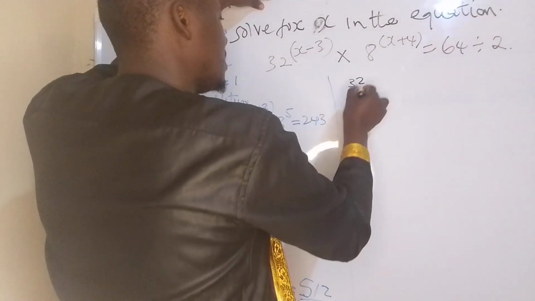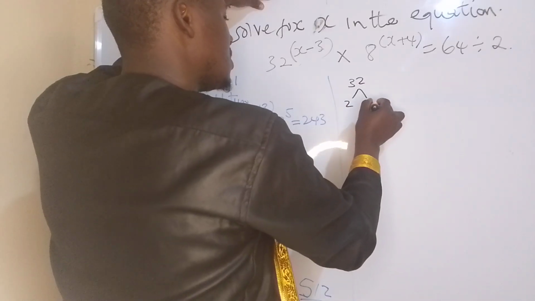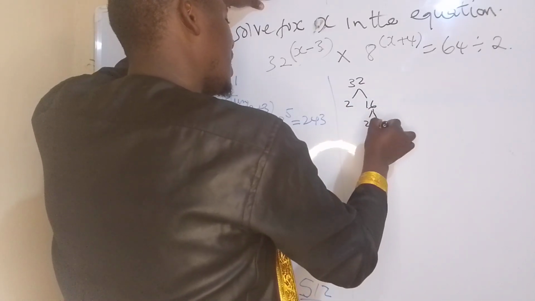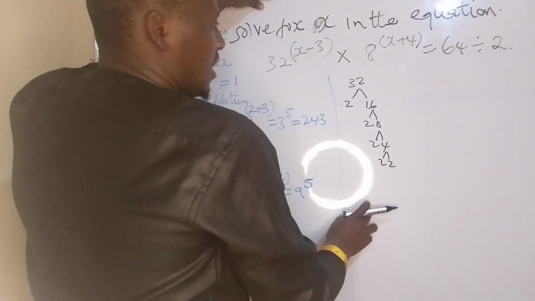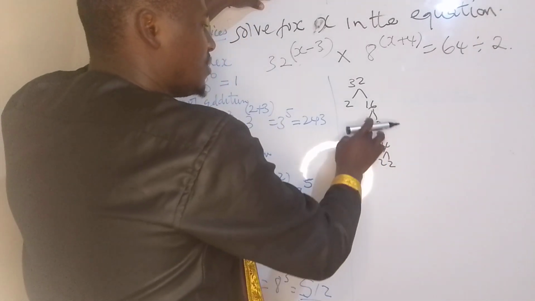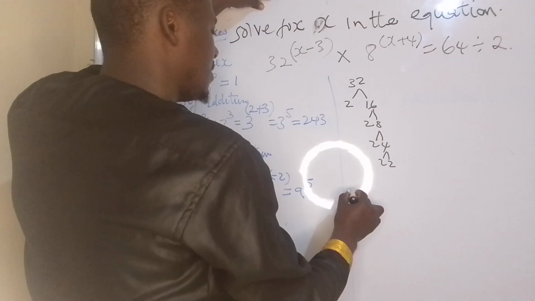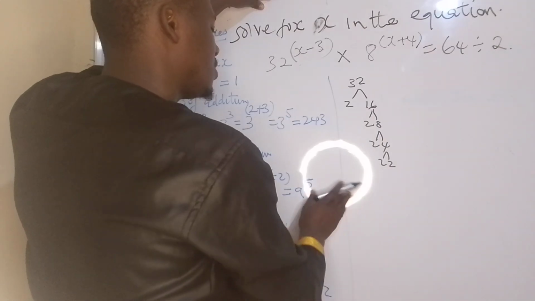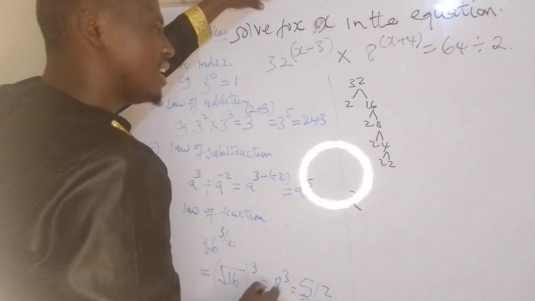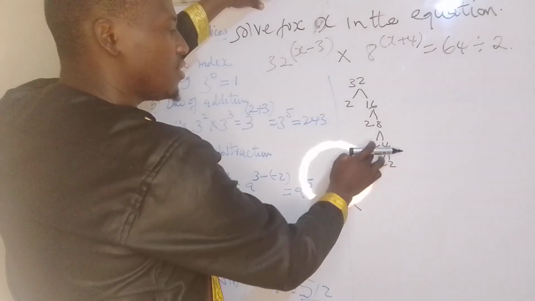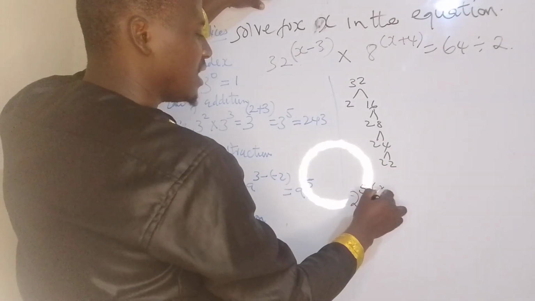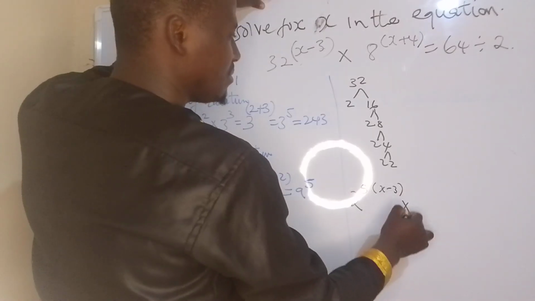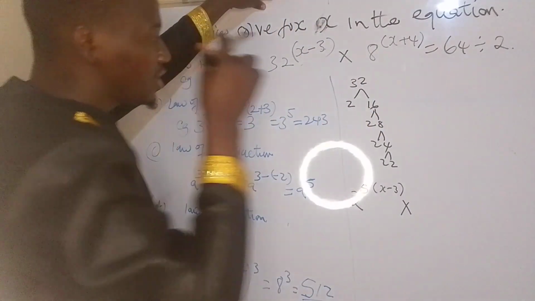So in common base 2, 16 goes 2, 8, 2, 4, 2, 2. How many is that? 1, 2, 3, 4, 5. So it is base 2 raised to power 5, times 2 raised to power x minus 3. Then what about 8? Write 8 in base 2 again.